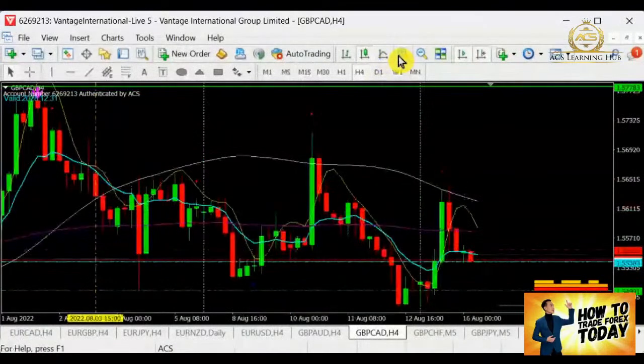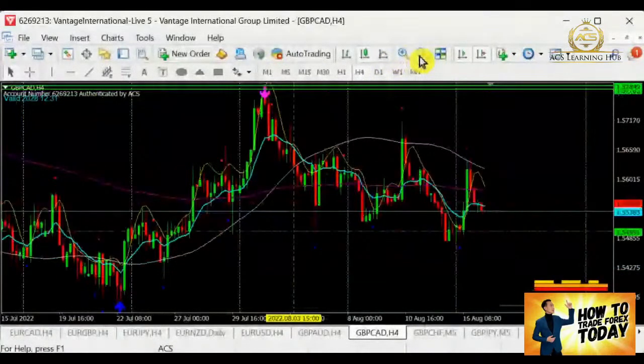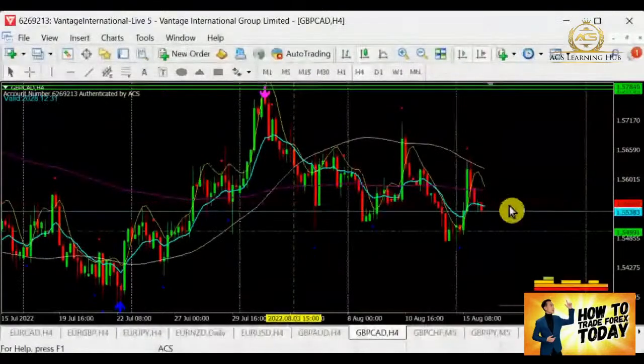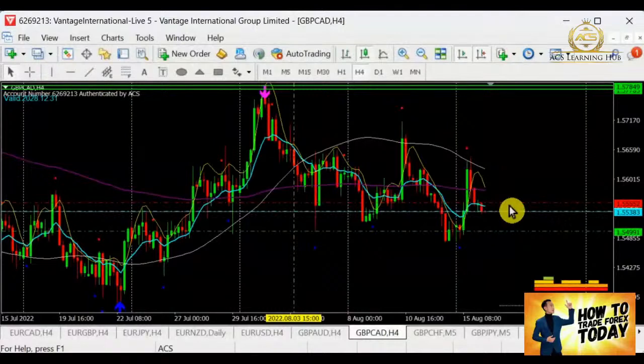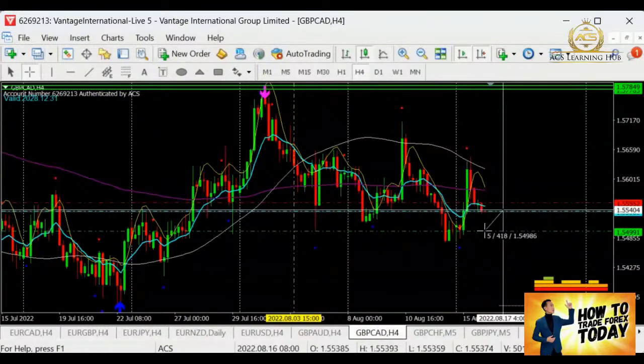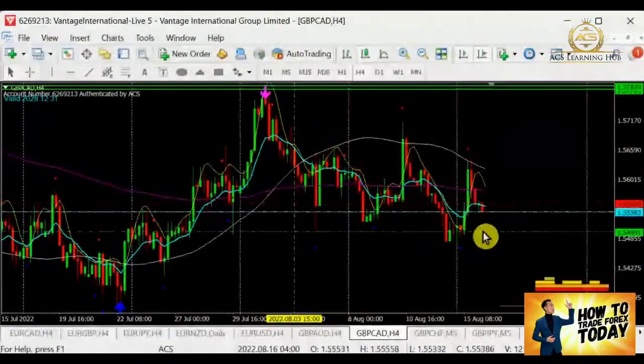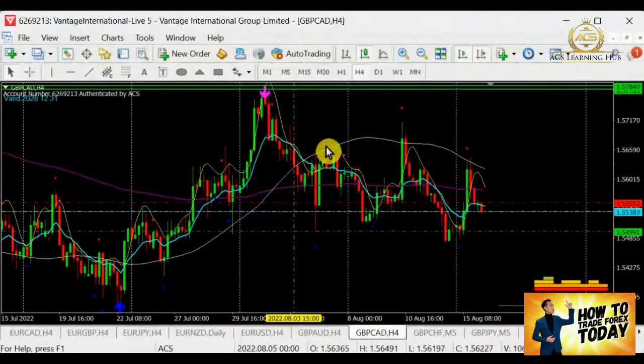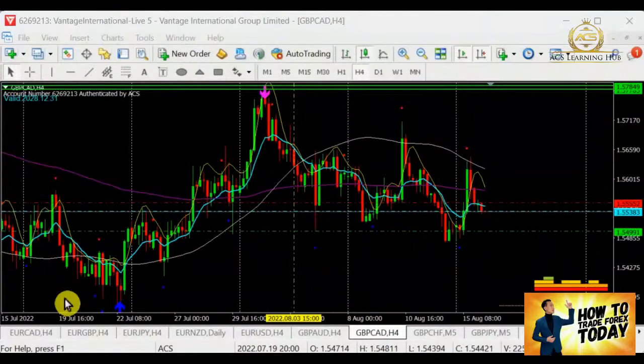Support no change, and the resistance over here. Tentatively, I would say that we still need a lot of patience for this pound CAD, although it seems that we still have a good space of about 40 pips. I think it is still good, so you can take note of this. I'm going to put pound CAD into my watch list.